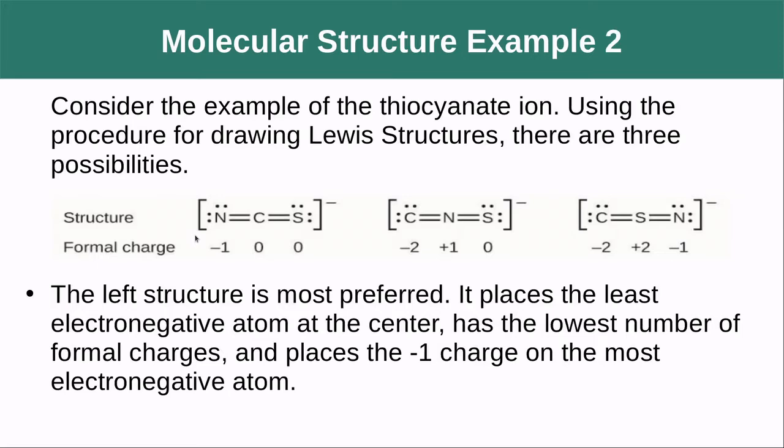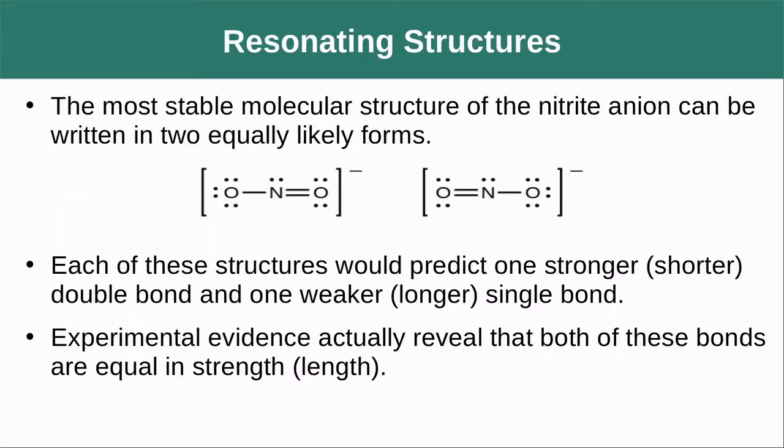If we look at a little bit more difficult example here, we have the thiocyanate ion, we have a carbon, a nitrogen, and a sulfur. It's not really necessarily clear which order they should go in, but when we start to work out their formal charges, we see that putting carbon in the center with sulfur at one end and nitrogen at the other leads to the least formal charges. So this leads us to resonance.